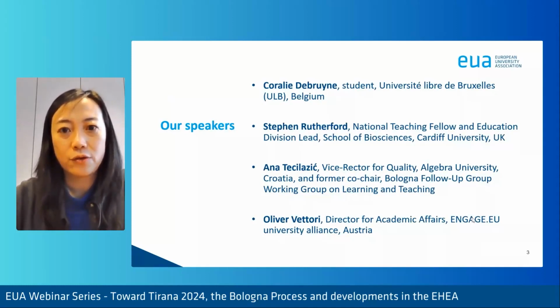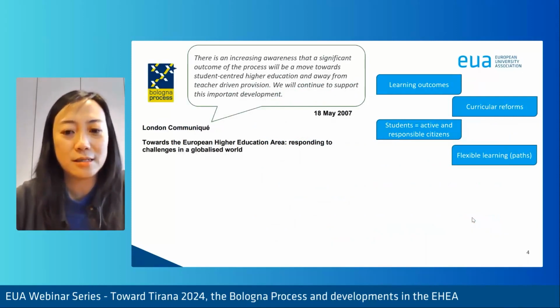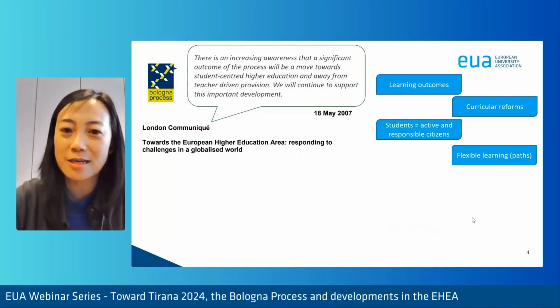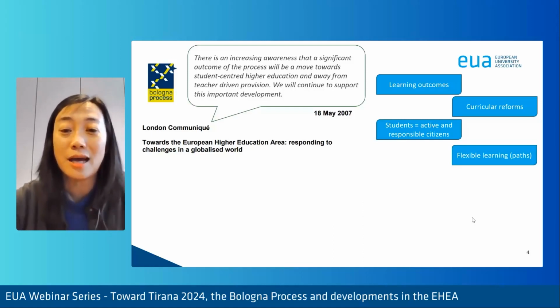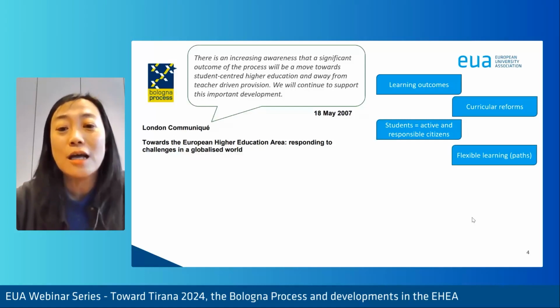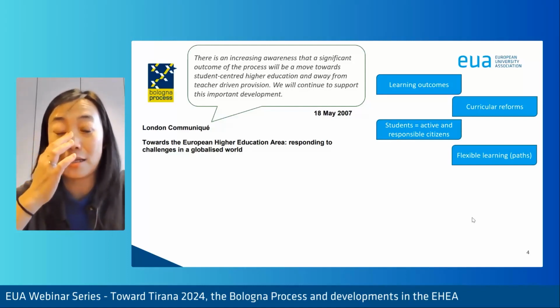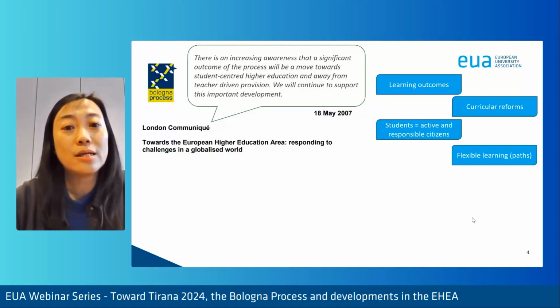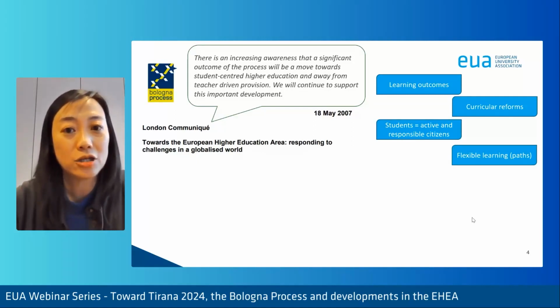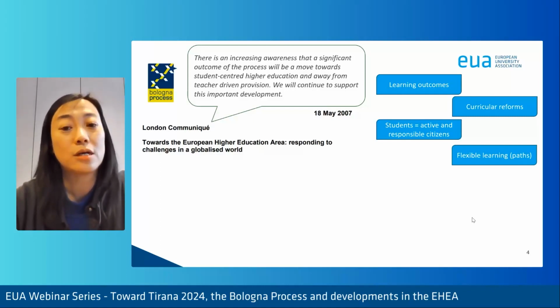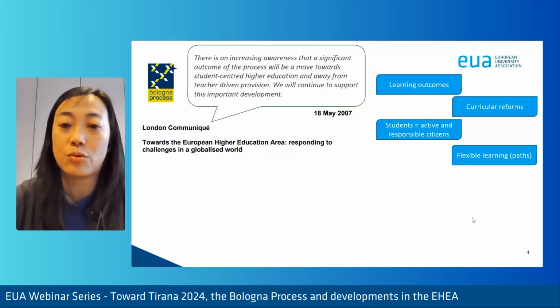So first of all, I dropped the idea of having a background presentation on student-centered learning because, of course, the concept has had a very long life in education science literature, but really to remind here a few points that rose rather from the Bologna process policy context. The first time we find occurrences about student-centered learning was actually already back in 2007 with the London communique of the ministers, where there is a point about an increasing awareness that a significant outcome of the Bologna process will be a move towards student-centered higher education and away from teacher-driven provision, and the ministers will continue to support this important development.